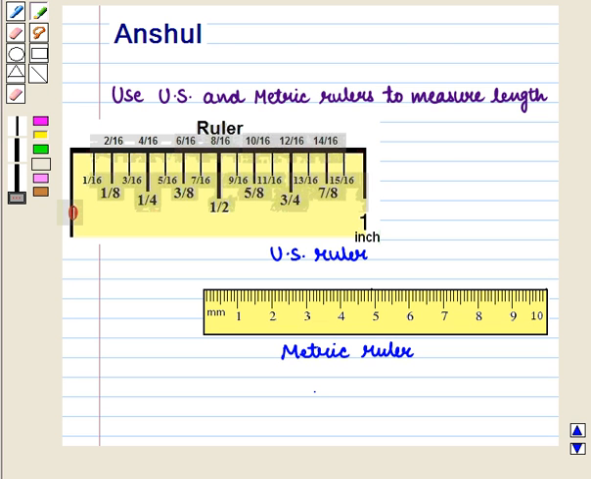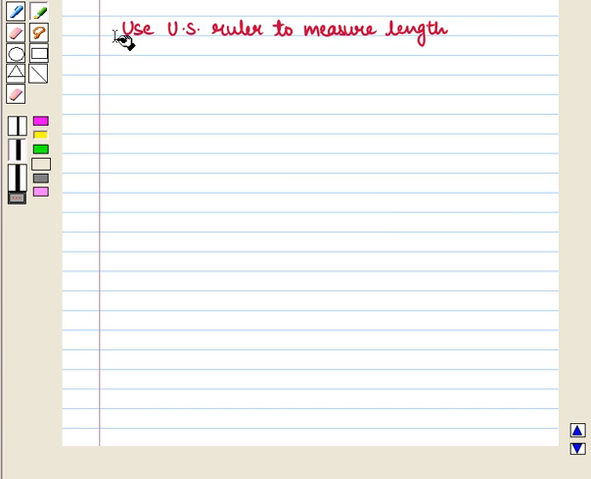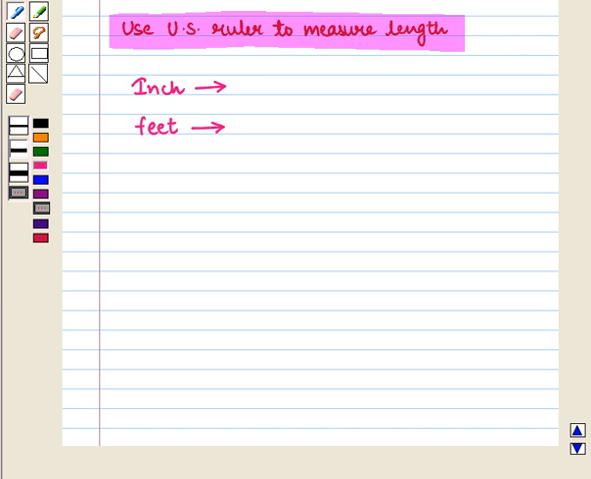In this session, we will discuss how to use US and metric rulers to measure length. First of all, we shall discuss how to use US ruler to measure length.